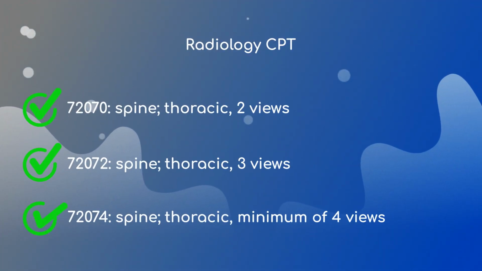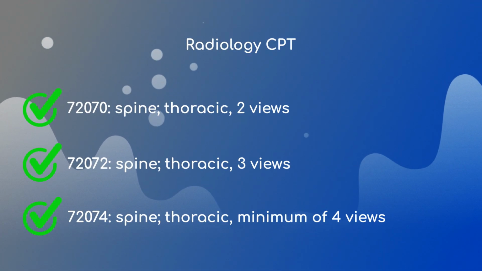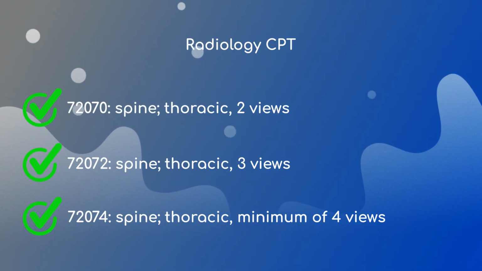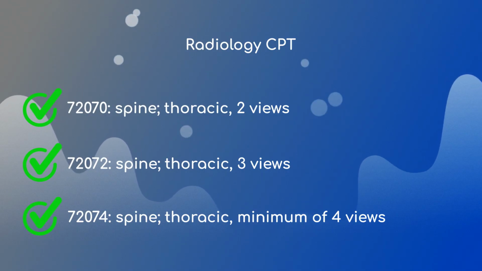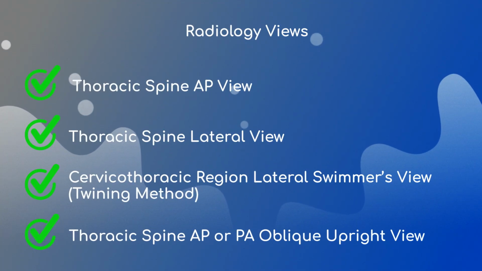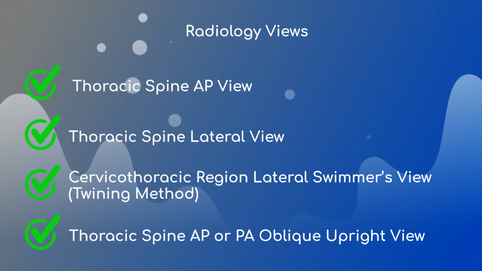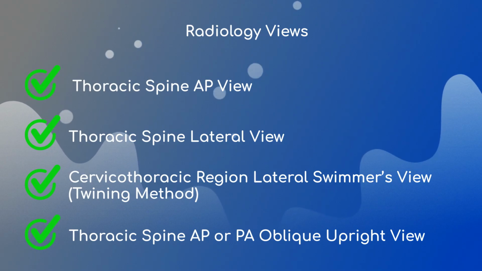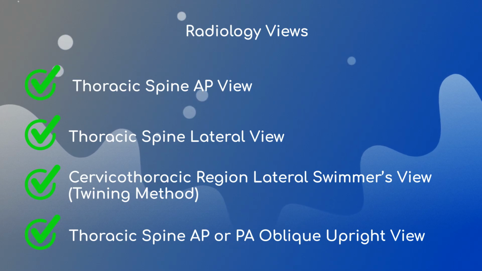CPT code 72074, radiologic examination, spine, thoracic, minimum of 4 views. Use this code when 4 or more views are taken of the thoracic spine. These views are used to evaluate the thoracic spine, T1 through T12, and adjacent structures. The number and type of views directly affect CPT code selection.